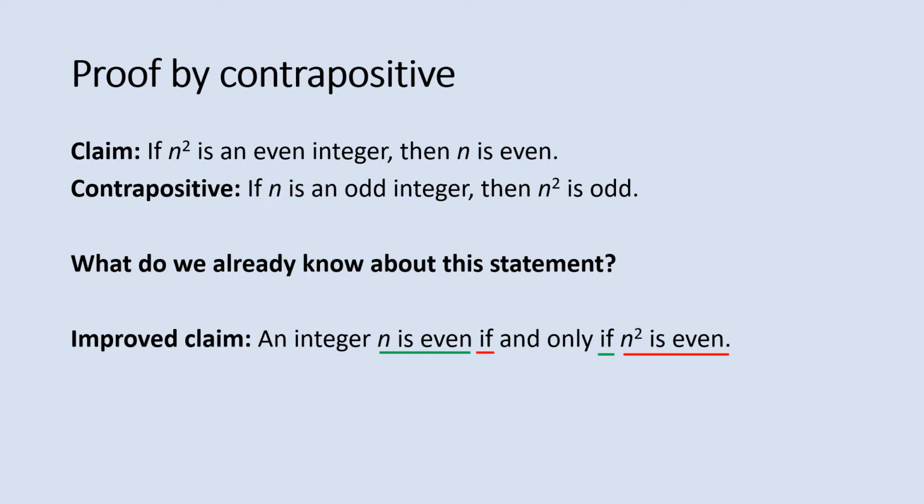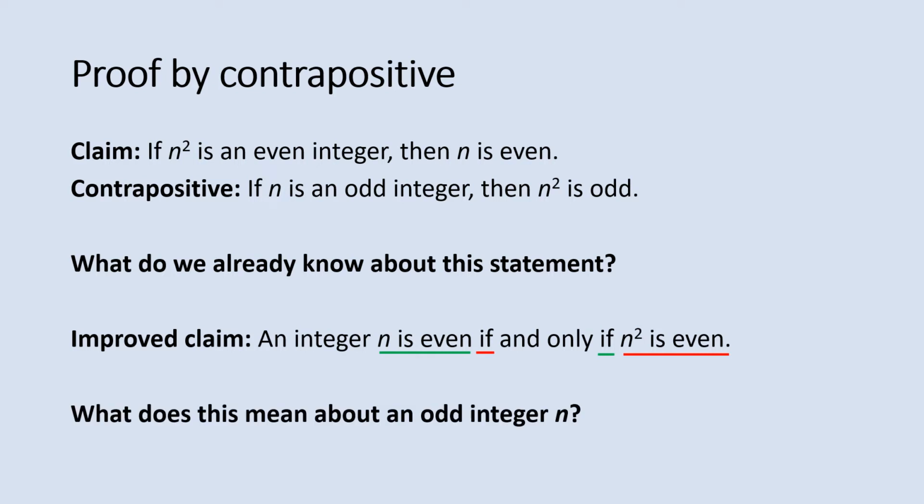And we had to prove both parts separately, and we did those in different ways. One part, if n is even, then n squared is even, we proved with a direct proof. The other part, if n squared is even, then n is even, we proved by proving the contrapositive.